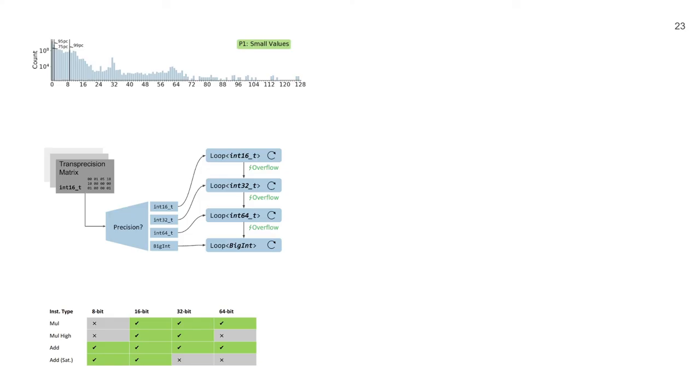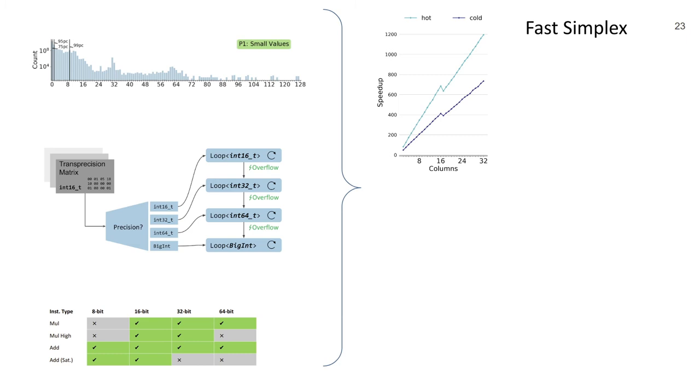Let's conclude. We analyzed the characteristics of simplex tableaus, typical to polyhedral compilation, and found matrices to have small coefficients, low dimensionality, and high sparsity. We then exploited these properties by implementing a transposition simplex solver where we vectorized the central pivot loop. Our evaluation shows that this gives us both a fast simplex as well as a fast coalesce operation.